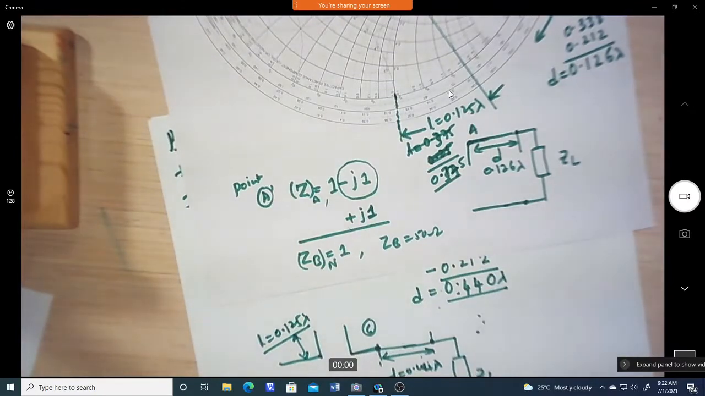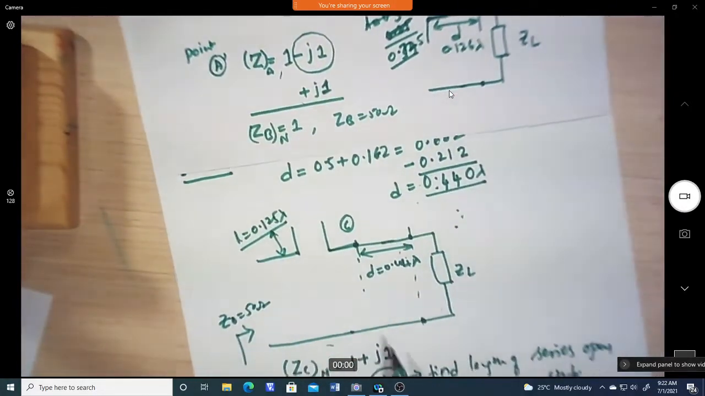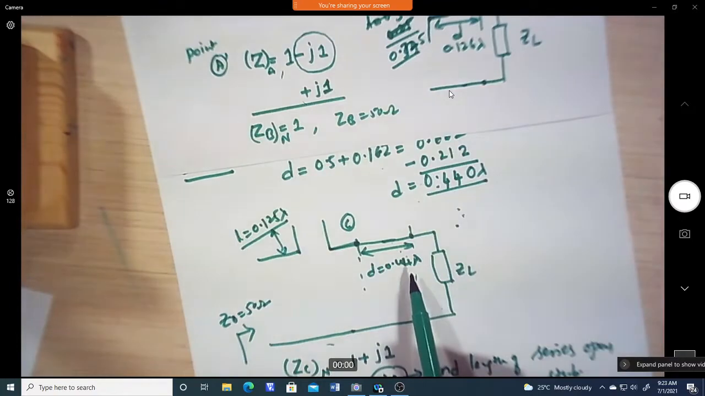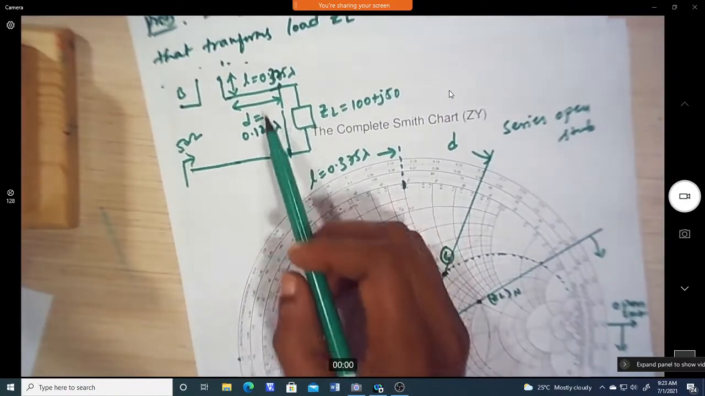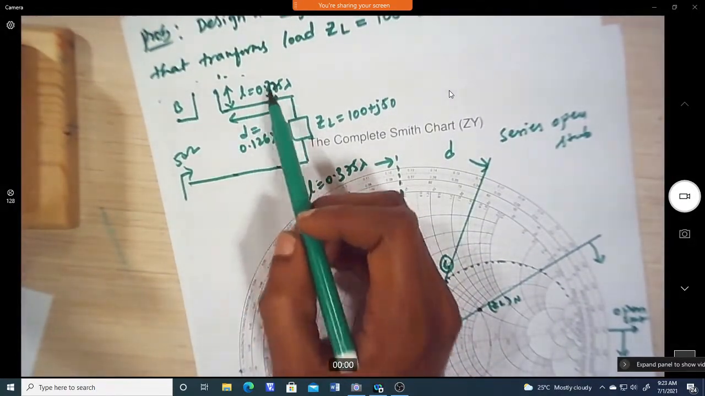So that is, the feed transmission line is 50 ohm. Okay, so this is the second solution. So the length of the stub is 0.125 lambda, and the distance is 0.44 lambda. Okay, and then the first solution is, the distance is 0.126 lambda and the length is 0.375 lambda.